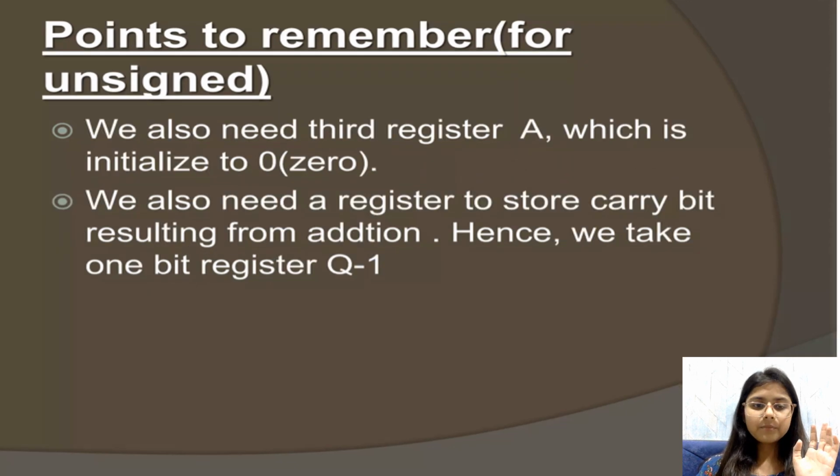Okay, next, we need a third register, that is the accumulator register, which we indicate by A. First of all, we initialize it with the value 0. We also need one more register to store the carry value. If you are getting a carry in addition, then you need a one bit register, that is Q minus 1, to store that carry bit.